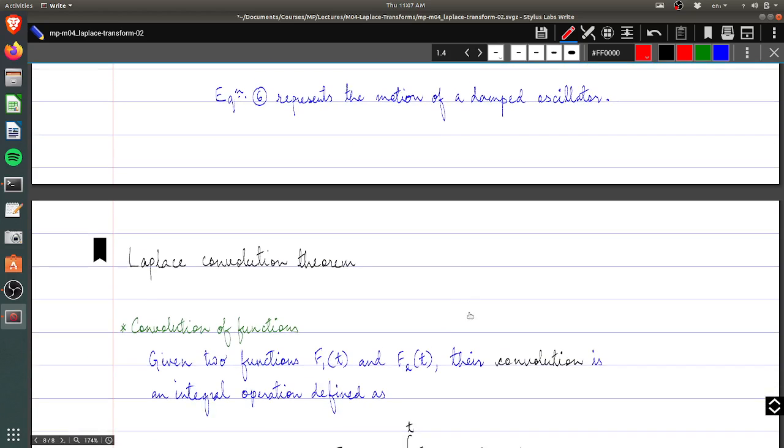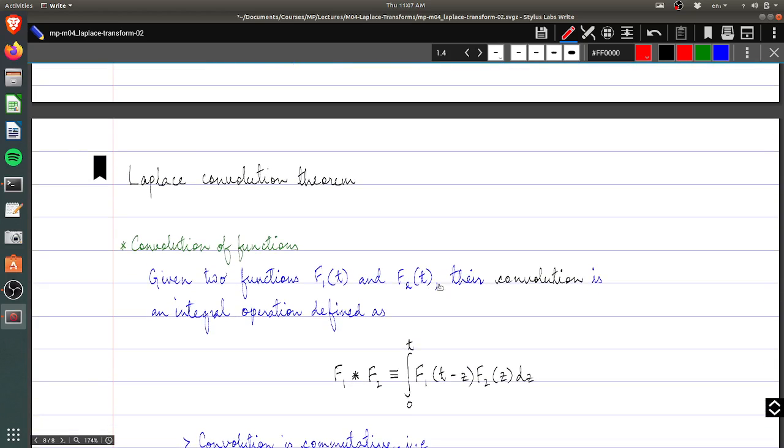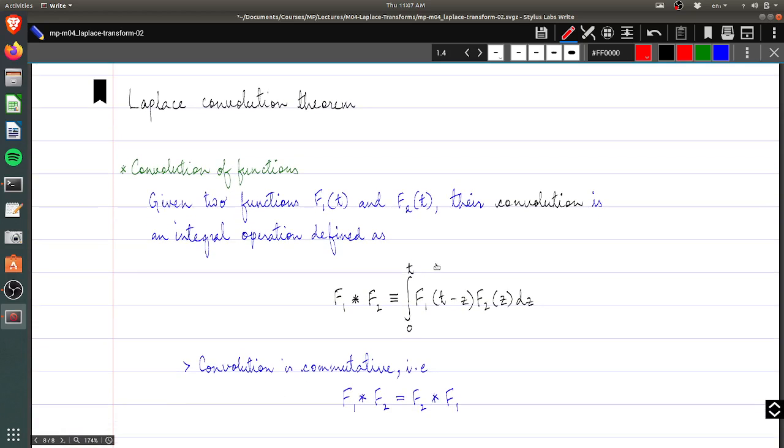Now coming to the last topic, which is the Laplace convolution theorem. So here the idea is that of a convolution. I'll not be going into much detail. I'll just tell you what a convolution of functions is and how the Laplace transform, through the Laplace convolution theorem, actually makes the calculation of this convolution very simple.